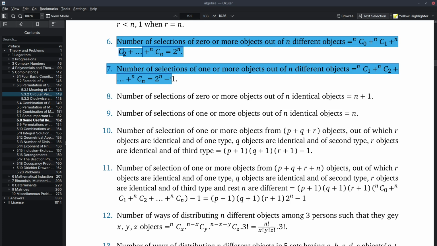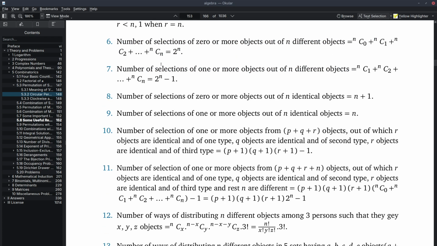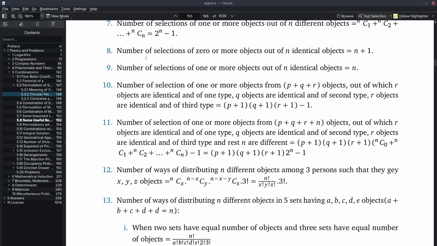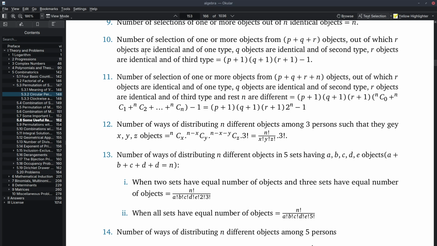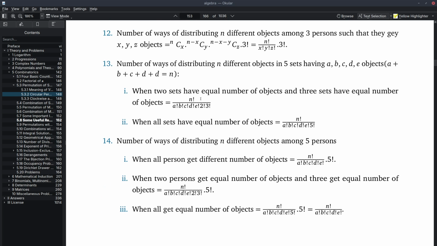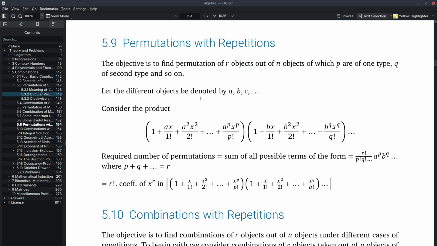So these two have come from binomial theorem. It will be difficult for you to prove 6 and 7. So for now, just make a note that this is the formula and we can use it. The number of selections of 0 or more objects out of n identical objects is n plus 1. The number of selections of 1 or more objects out of n identical objects is equal to n. So you can pause the screen and go through these. You should try to understand. I will show the screen. You can pause the video and take a note of that.